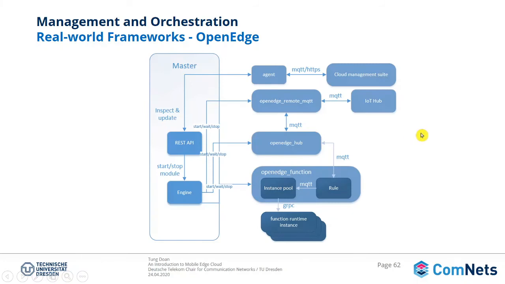OpenEdge relies on the Kubernetes cloud platform, and it uses MQTT for the connection between the components. OpenEdge shows a very simple design, and it's very well suited to the IoT use case. And also with OpenEdge, OpenStack is not considered because we know that OpenStack is very heavy.